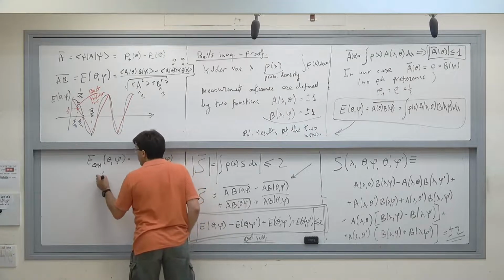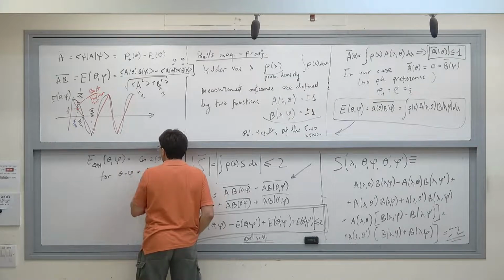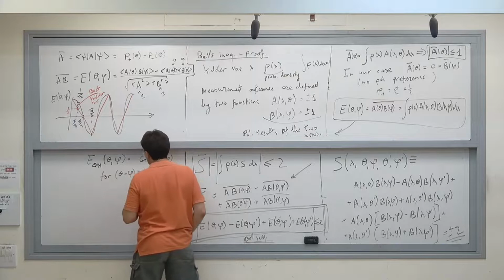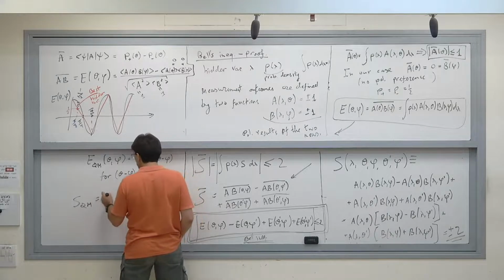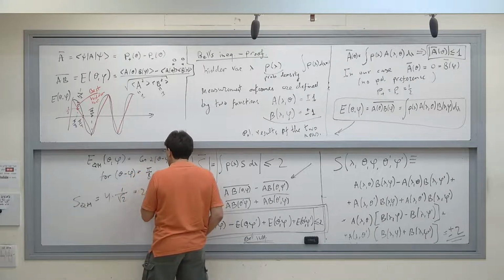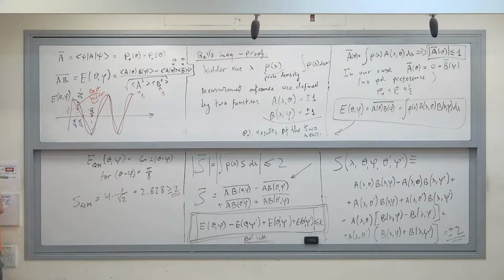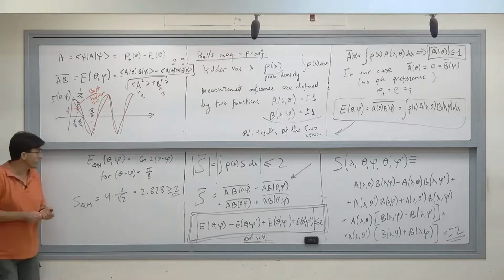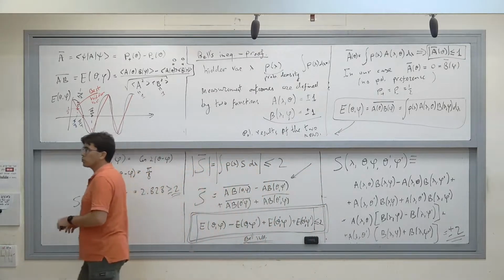So for theta minus phi equals pi over 8, we can get S quantum mechanical equals 4 times 1 over square root of 2, which is 2.828, which is larger than 2. So quantum mechanical correlations violate the best you could think of from a hidden variable theory. Now let me explain. Let's do this a little bit more carefully.